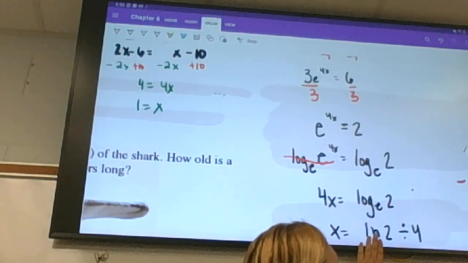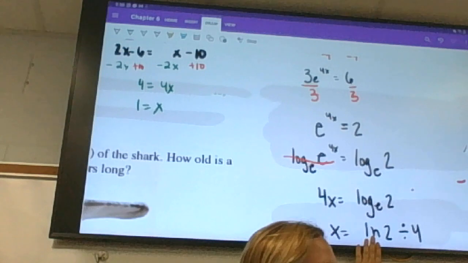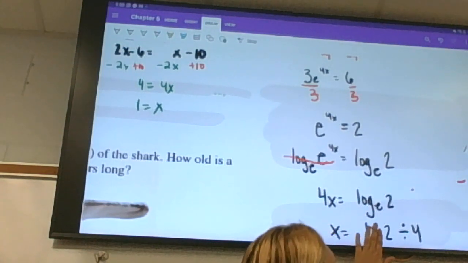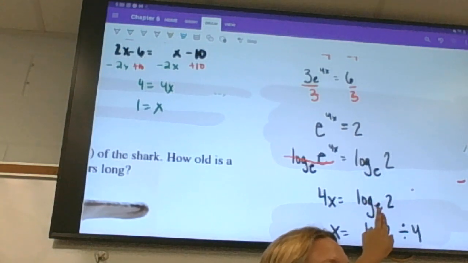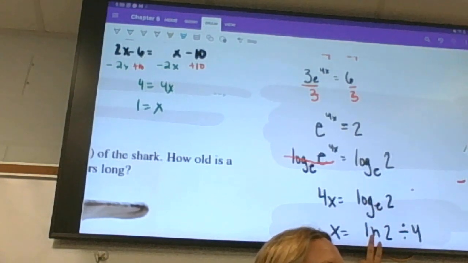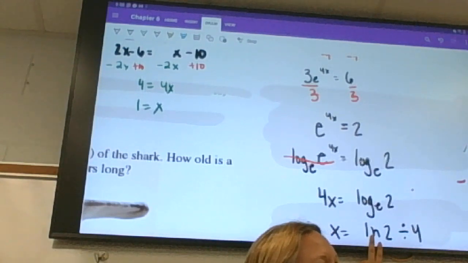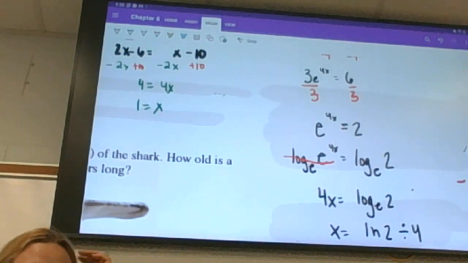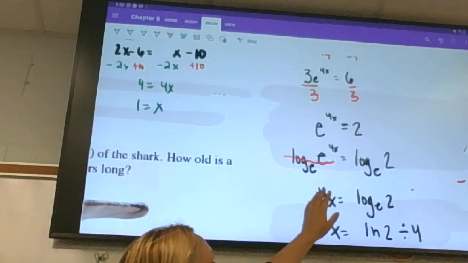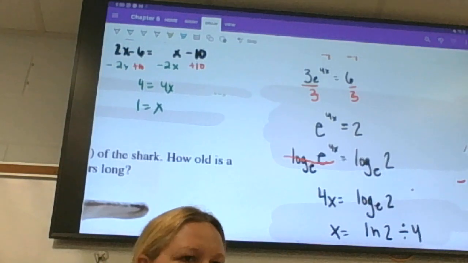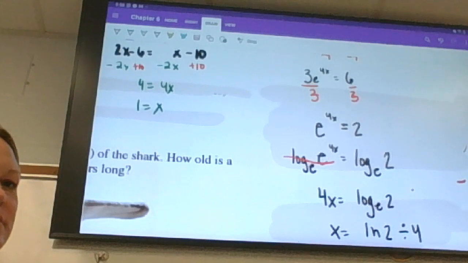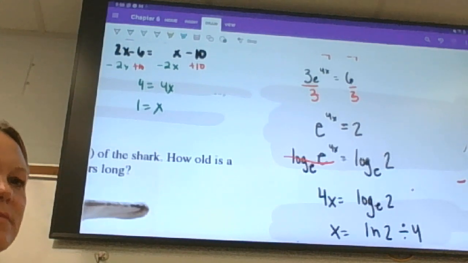Log E is the same as natural log. The calculator doesn't do log E.